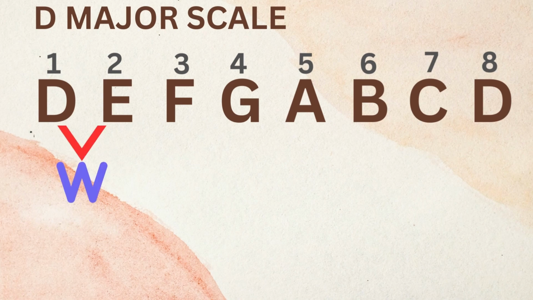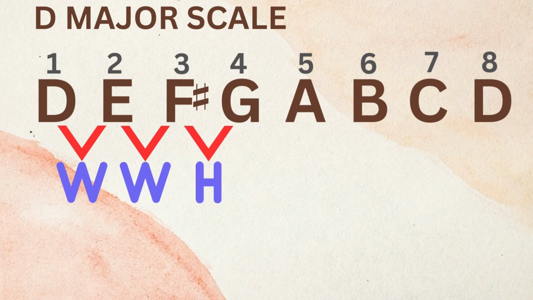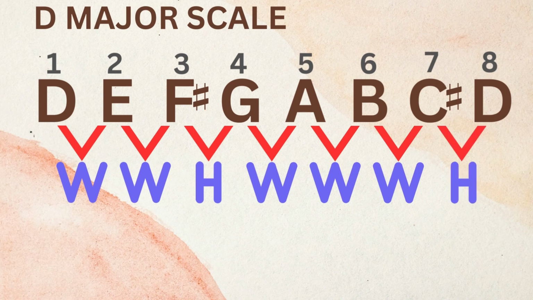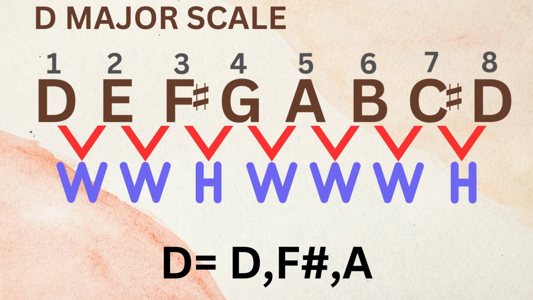D to E is whole. E to F is half, so we need to sharp F. F sharp to G is half. G to A is whole. A to B is whole. B to C is half, so we need to sharp C. C sharp to D is half. So the notes of the D major scale are D, E, F sharp, G, A, B, C sharp, and D. The 1, 3, 5 notes D, F sharp, and A are the notes of the D major chord.